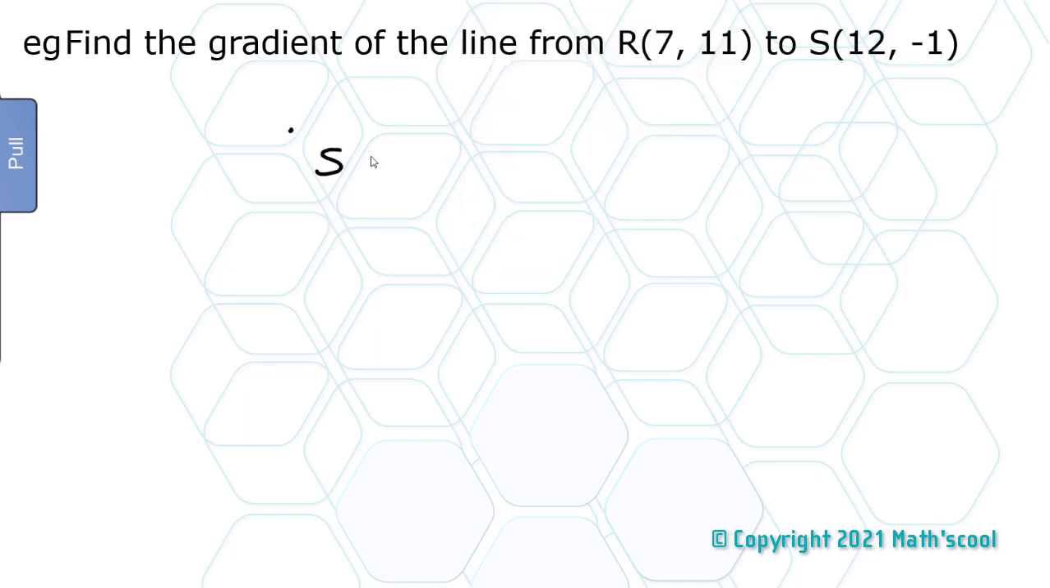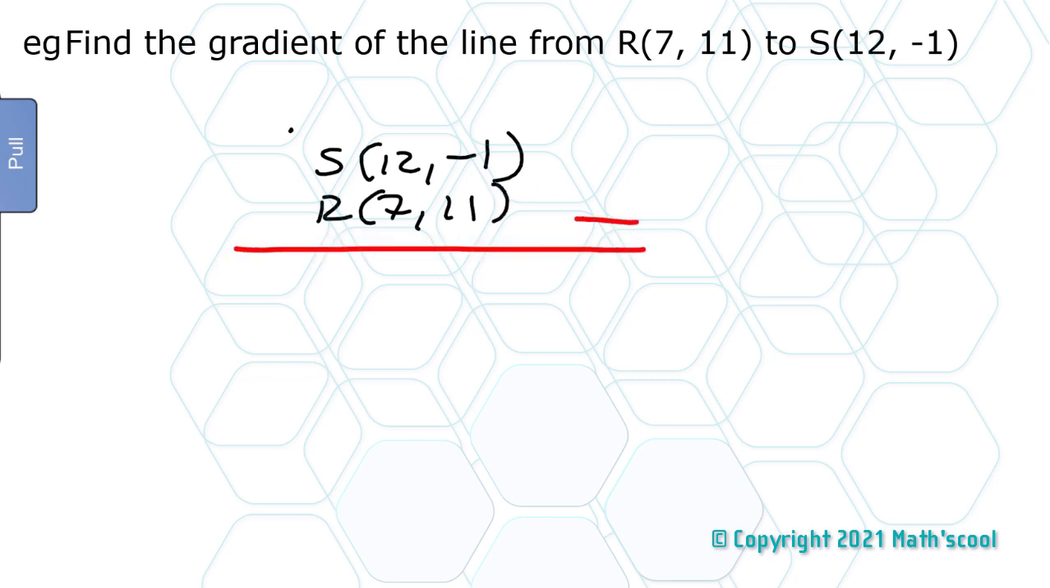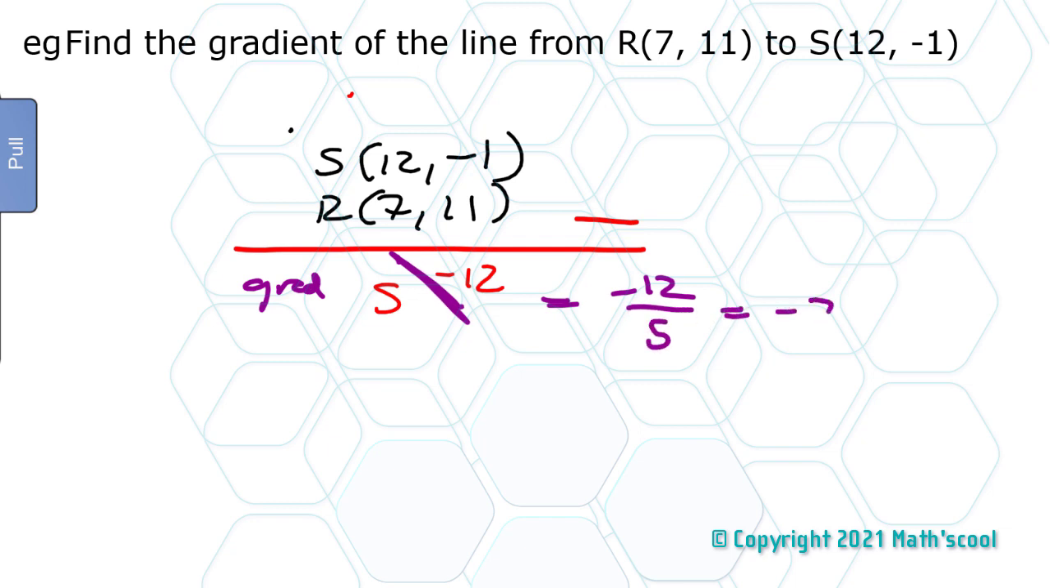Our points are S as 12 comma minus 1, and R is 7 comma 11. We're going to subtract them, and so that's going to give us minus 1 subtract 11 is minus 12, and 12 subtract 7 is 5, and then we're going to reverse divide. Our gradient is minus 12 over 5, which is minus 2.4.